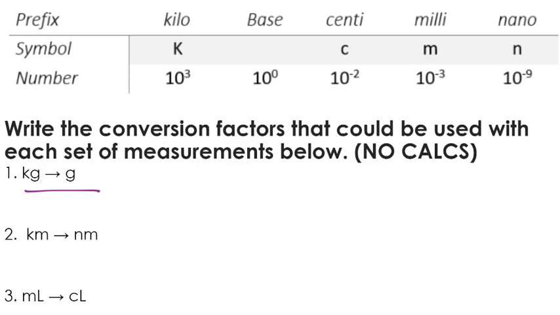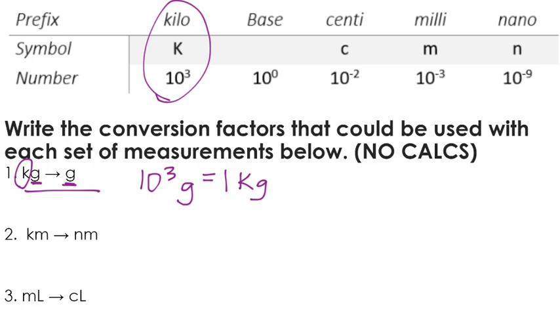So to go from kilograms to grams, first, find your base unit. Find the part of those units that are the same on each side. And then whatever is different is your prefix. So we're going to be looking at our kilo prefix here, and 10 to the third is our number. And that's 10 to the third of our base unit equals 1 of the prefix unit.